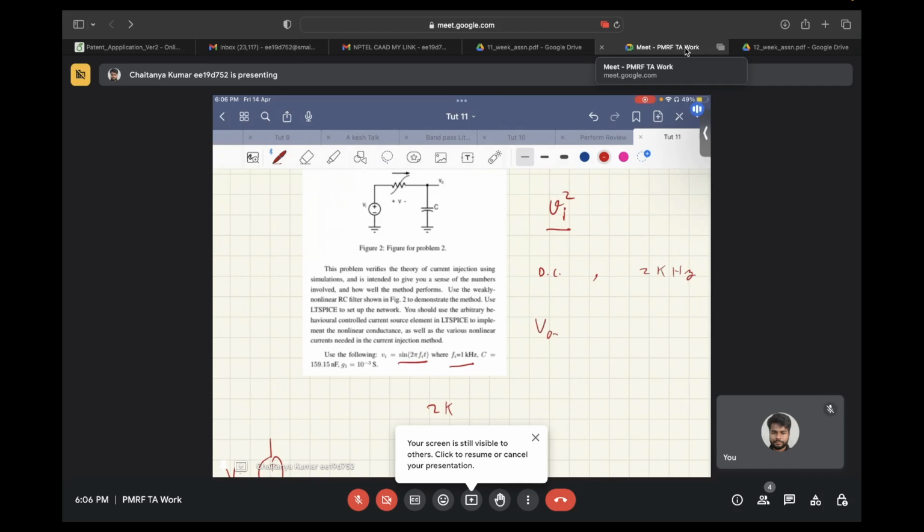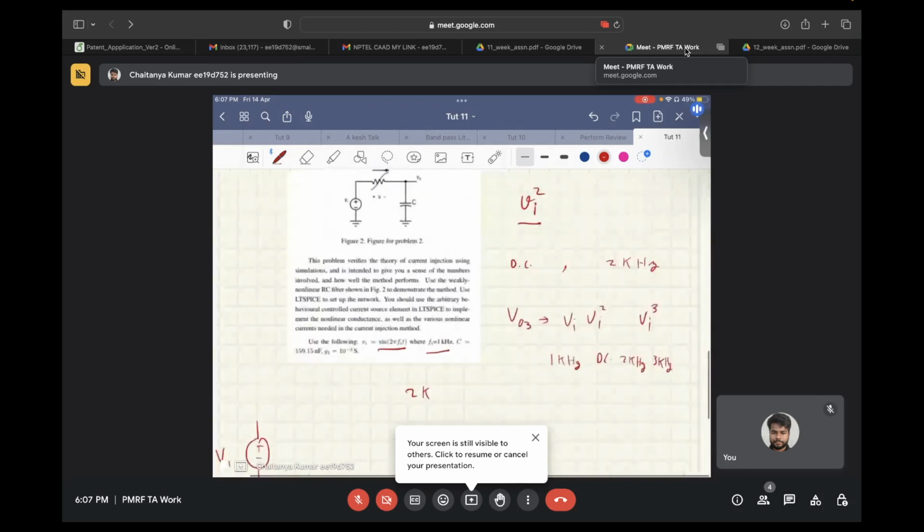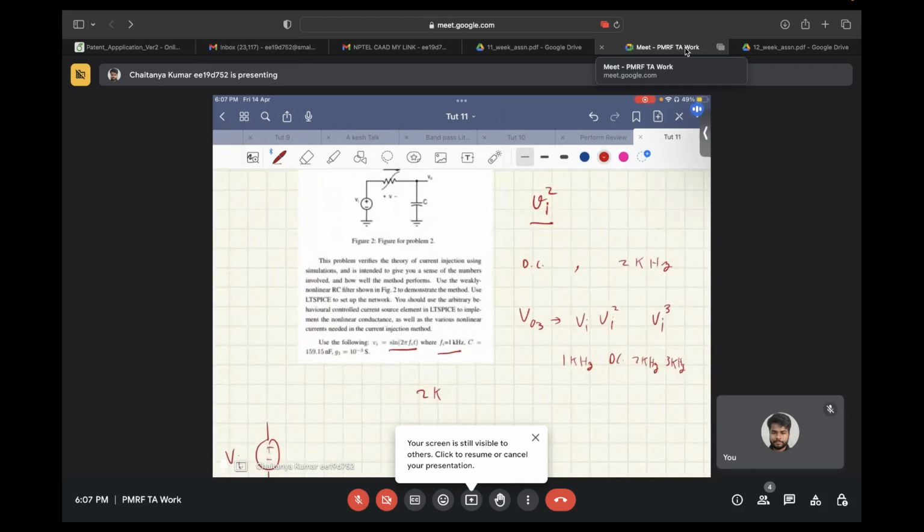V03 will contain Vi square, Vi and Vi cube. So this will have a 1 kilohertz tone, then a DC tone, then a 2 kilohertz tone, and it will also have a 3 kilohertz tone. Whatever amplitude and phase you get for the 2 kilohertz tone from V02 and V03, you add them accordingly.